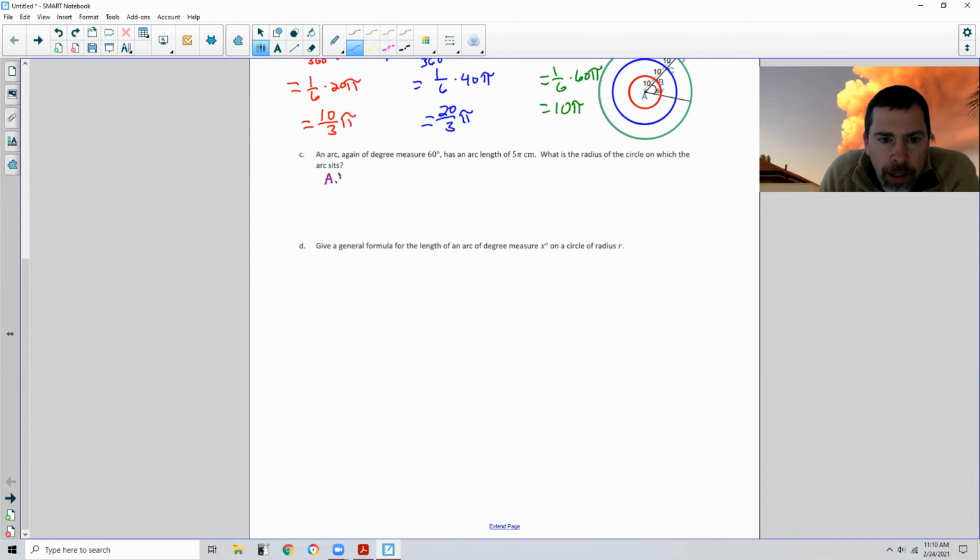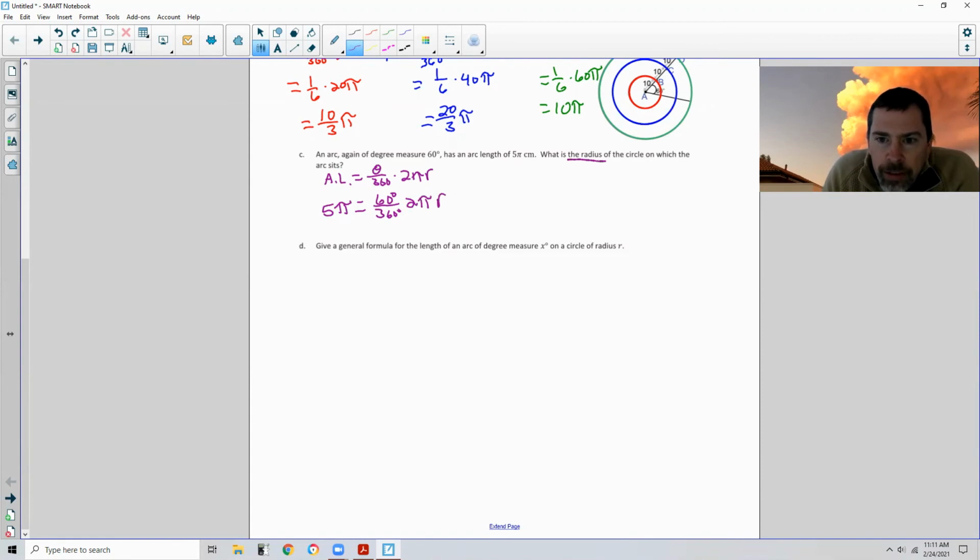So arc length equals the central angle, let's call it theta, divided by 360 times 2 pi r, the radius. So then I substitute in my givens. Okay, an arc, again, of degree measure 60. So when I substitute in my given, that's going to change theta to 60 over 360. Okay, has an arc length of 5 pi. Well, where does that go? Over here. So when we plug this in, we get 2 pi r over here.